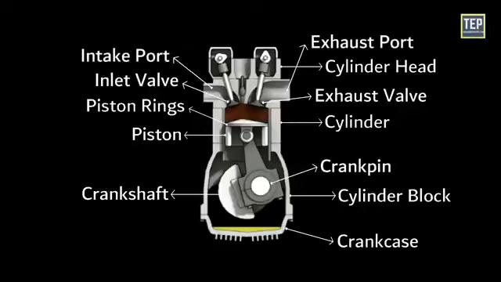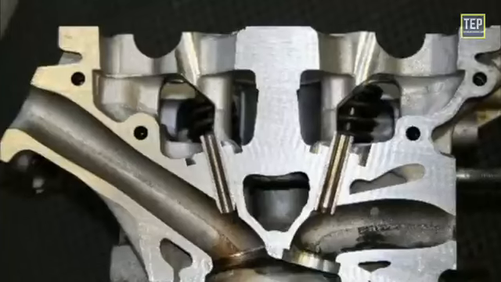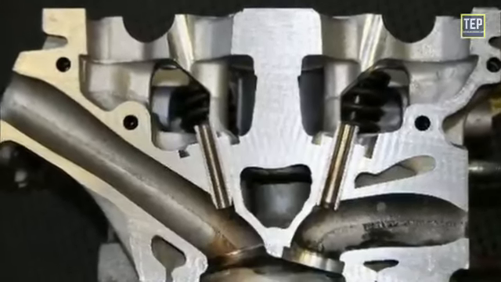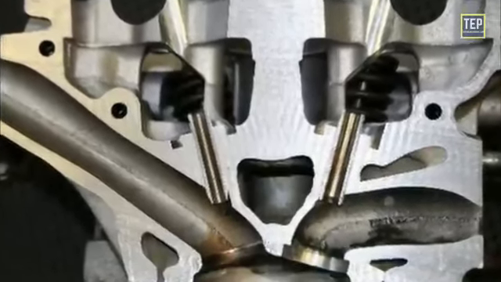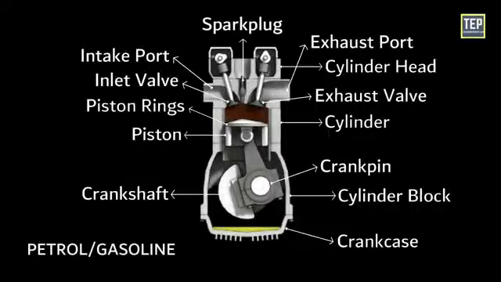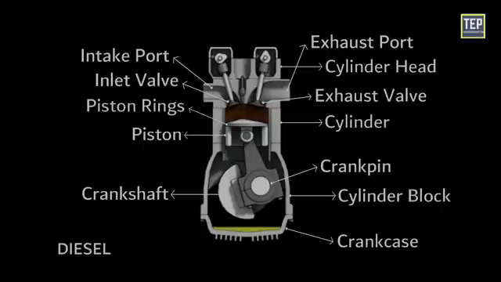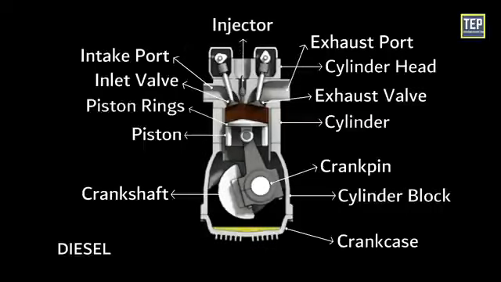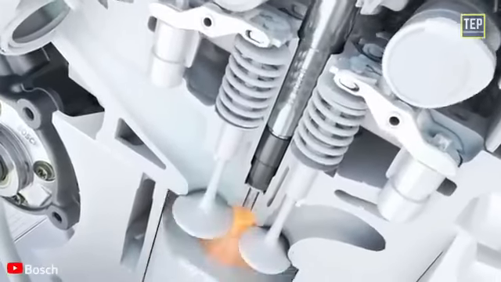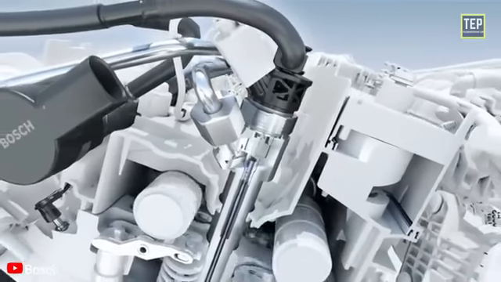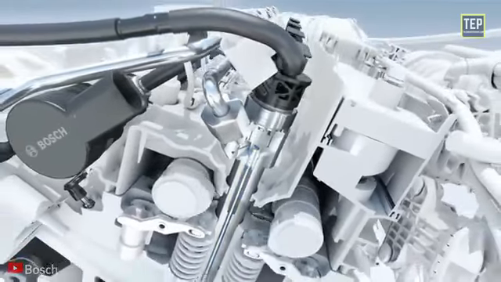Intake and exhaust ports. These ports are passages cast in the cylinder head, leading from the manifolds to the respective valves. For a petrol engine, a spark plug is used to ignite the compressed air-fuel mixture. For a diesel engine, an injector is usually used in a compression ignition engine. It sprays the fuel into the combustion chamber at the end of the compression stroke. It is fitted on the cylinder head.